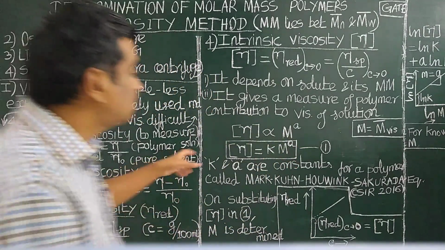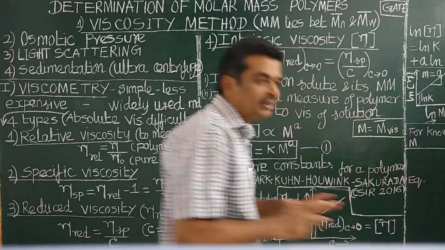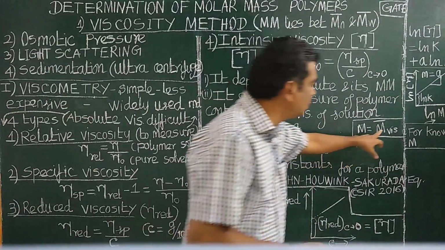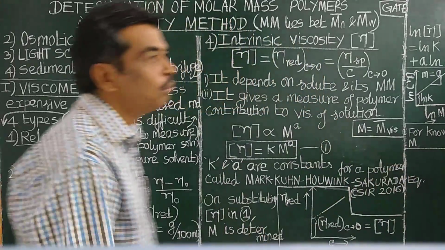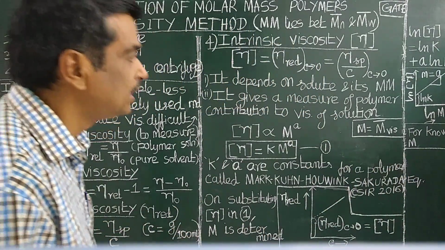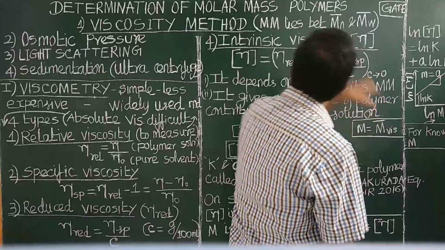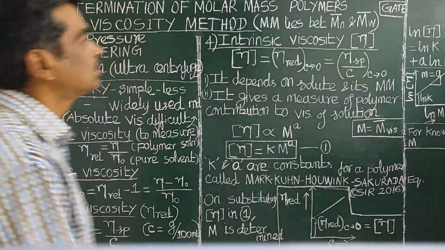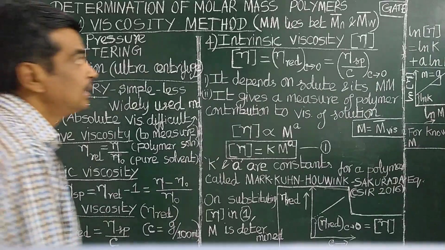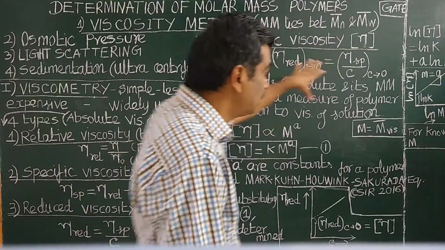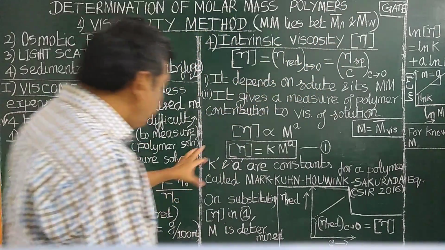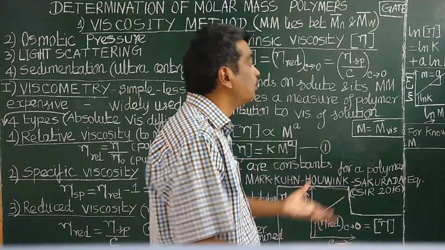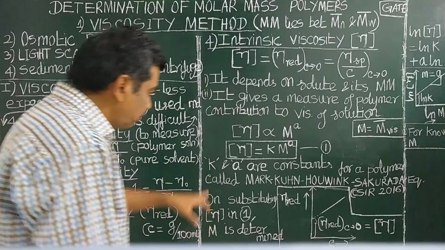Now, the molar mass obtained by this method is called the viscosity average molar mass of polymer. This value lies between the number average and weight average molar masses of polymers. This was asked in GATE one time, so remember. Now, how are K and a determined? The constants are determined. It is very simple.